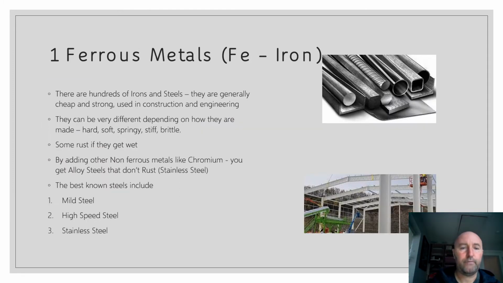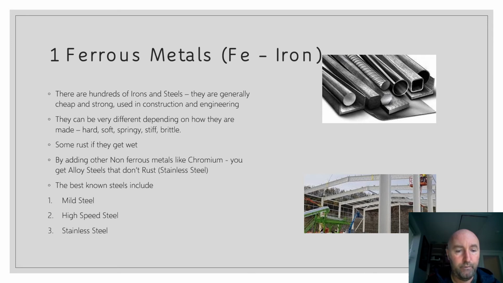Now, from an engineering point of view, ferrous metals, of which I said there's hundreds, the name Fe is the symbol there on the periodic table for iron, or for ferrite. So ferrous metals contain iron. So there's hundreds of kinds. Okay, so they're cheap and strong. They're used in construction and engineering, and they can be very different depending on how they're made. So you can make them to be hard or pretty soft, like a coat hanger, or springy for the springs in a car, or stiff or brittle, like a vice in the metalwork room there. Cast iron is very high carbon, and if you hit it hard with a hammer, it would just crack.